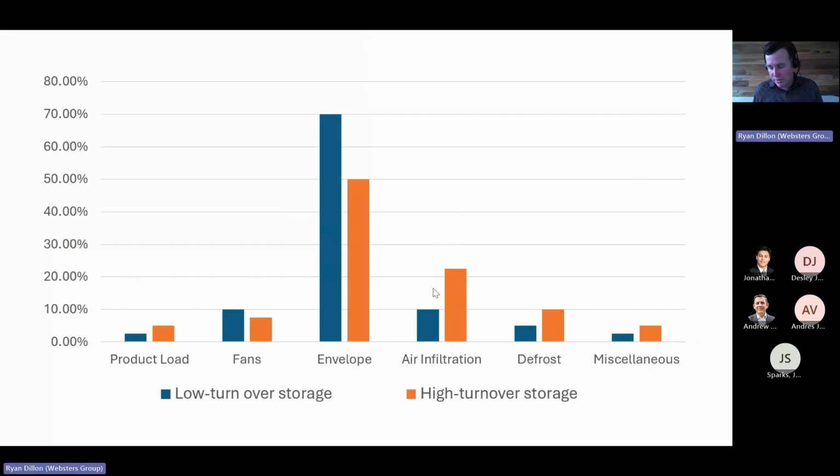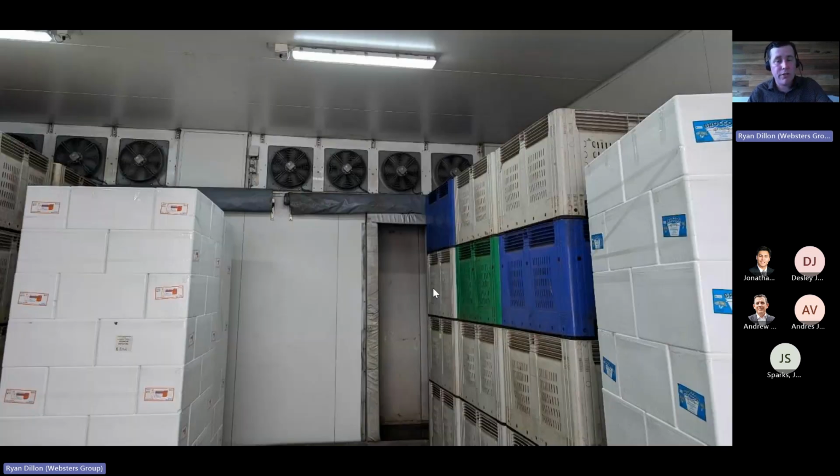So this is a design basis. It's just something to keep in mind when looking at retrofitting a cold room.